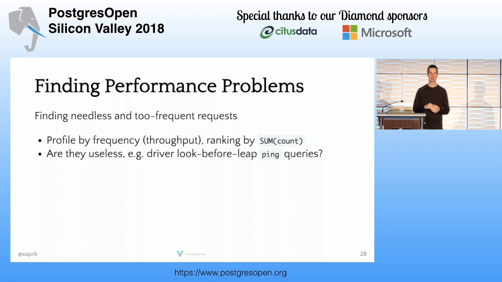So we can profile not only by total time, but we can also profile by frequency. So we can find the most frequent. I'm going to break these next couple of slides down in the same order as I showed you those performance problems and causes of them. So here we're finding needless and too frequent requests. And those are the top two from my list of four. And if you profile by frequency, those will float to the top.